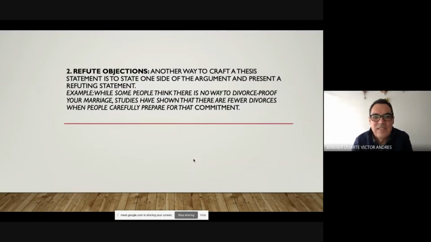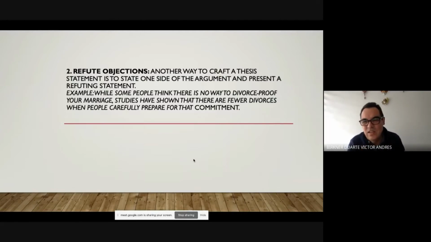Another way to craft a thesis statement is to state one side of the argument and then present a refuting statement. It means you are presenting both sides of the same topic. Remember that argumentative writing is like a debate. When you discuss a topic, there are at least two different sides, but in reality you will see that there are many positions regarding one topic.